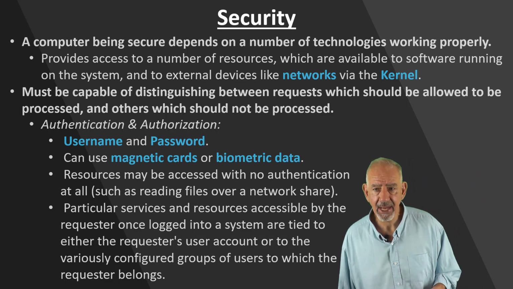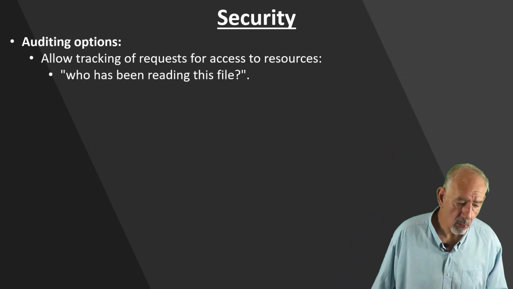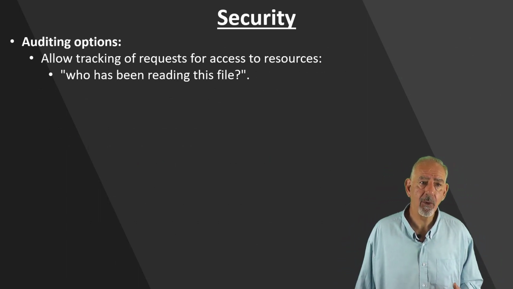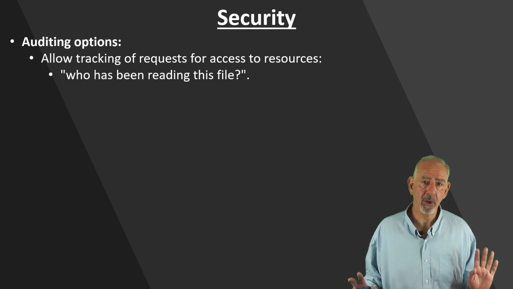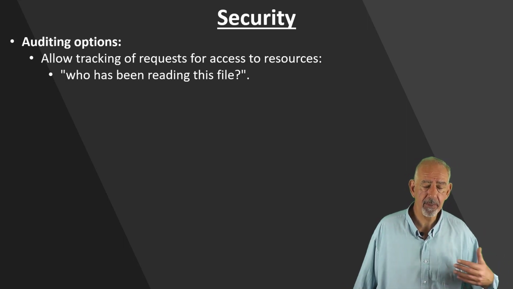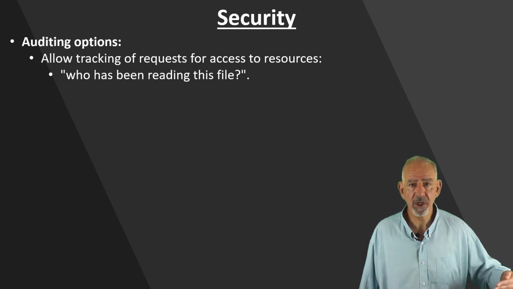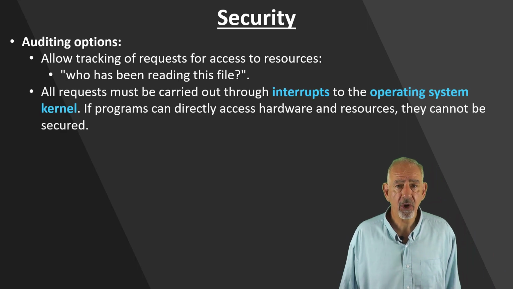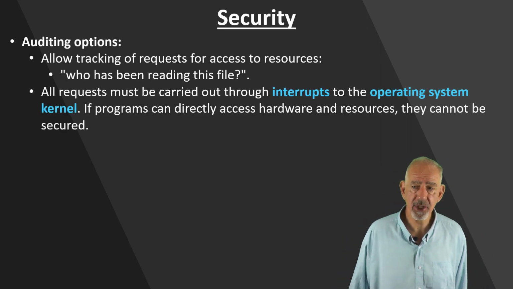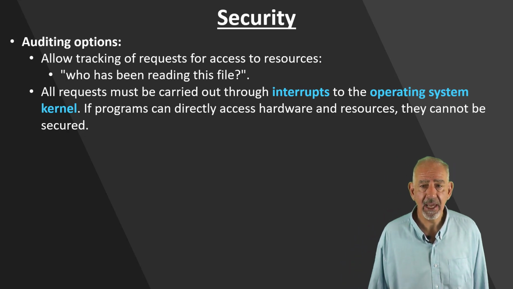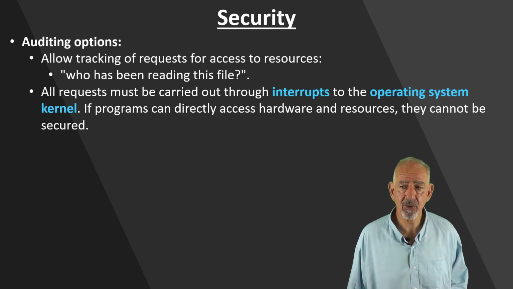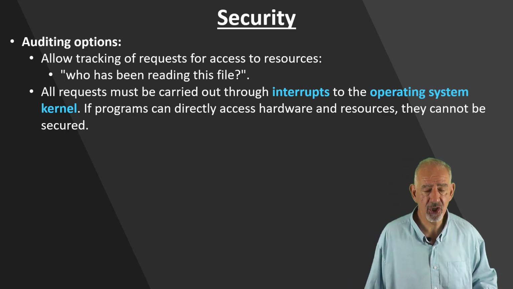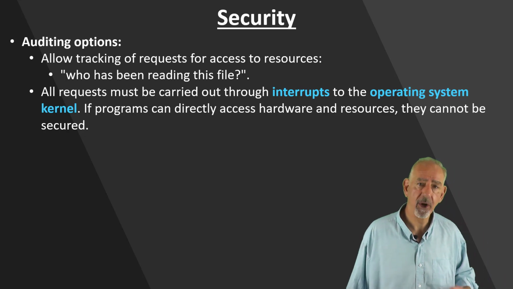And we can have things like auditing options. Why? Well, because we have this thing called non-repudiation. What does that mean? Well, we don't want people to be able to turn around and say, oh, it wasn't me. So we have this ability to trace things back and audit and see who's done what, which is important for security. And all the requests are carried out through these interrupts to the operating system. If the programs can directly access hardware and resources, they can't be secured. So we have to access it through an intermediary that can check to make sure that we're not doing anything we're not supposed to be doing.